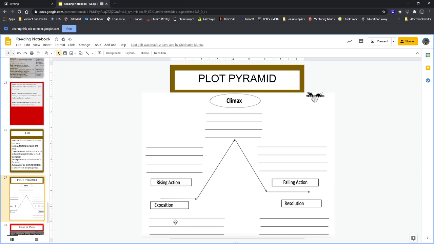Normally, even in those movies that are like to be continued or second part, there is still a complete plot. So I want you to think of like the movie Avengers, right? The last Avengers movie. It was part 1 and part 2, right? There was Infinity War and Endgame.